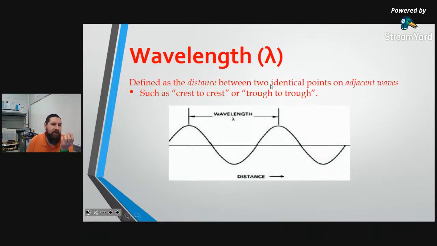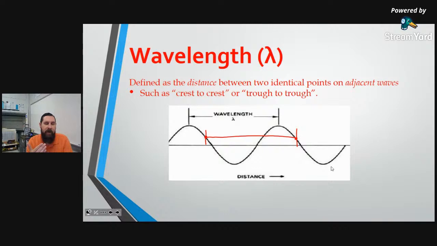You've probably seen a depiction like this in your textbook where it shows wavelength being measured from peak to peak or crest to crest. You could also measure from trough to trough or valley to valley. But the reality of this is that I can take any two identical points on this depiction between the adjacent waves. So for example, I could pick a point here and then an identical point on the adjacent wave, and I could just as easily measure wavelength between those 2 points.